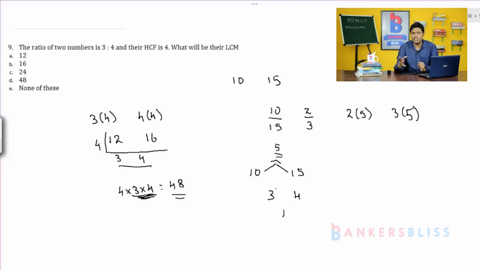Any two numbers you may take. If the HCF between those two numbers is 1, then those two numbers are said to be co-primes. So, here the LCM is 48. Let us go to the next question.